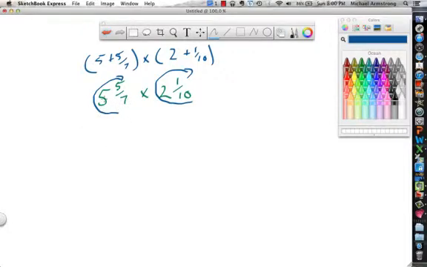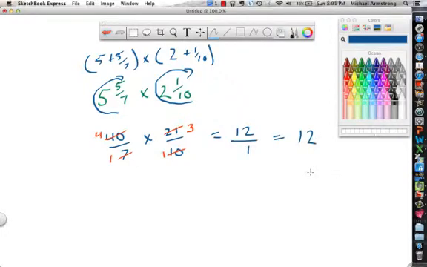7 times 5 is 35, plus 5 is 40/7. 2 times 10, or 10 times 2 is 20, plus 1 is 21/10. Okay, and again we're going to simplify before we multiply. 21/7 is the same as 3 over 1, right? And 40/10 is the same as 4 over 1. So this ends up being a really simple problem after that. 4 times 3 is 12. 1 times 1 is 1, so we just get 12. That's awesome. I almost wish we could do more examples. That one was so cool.